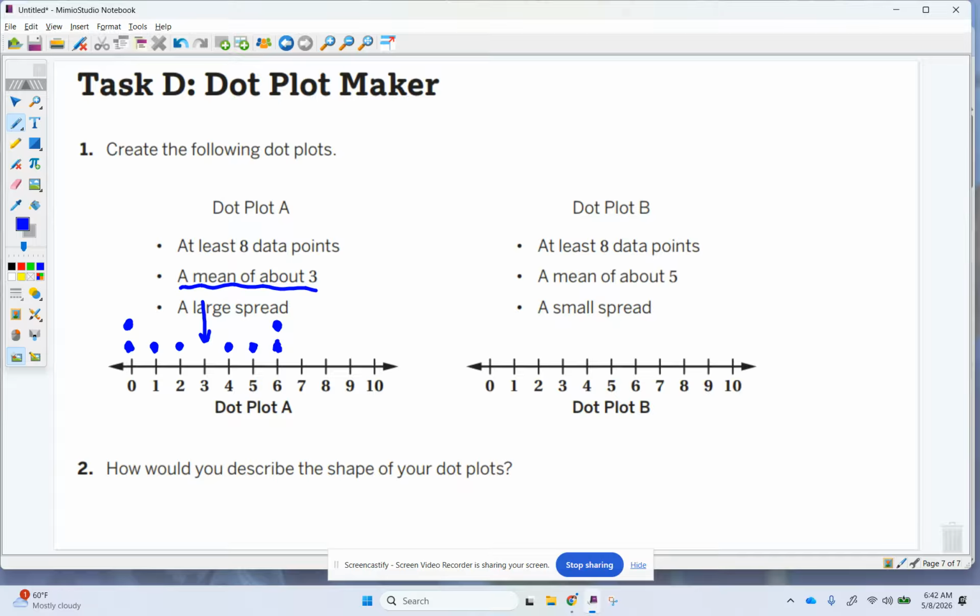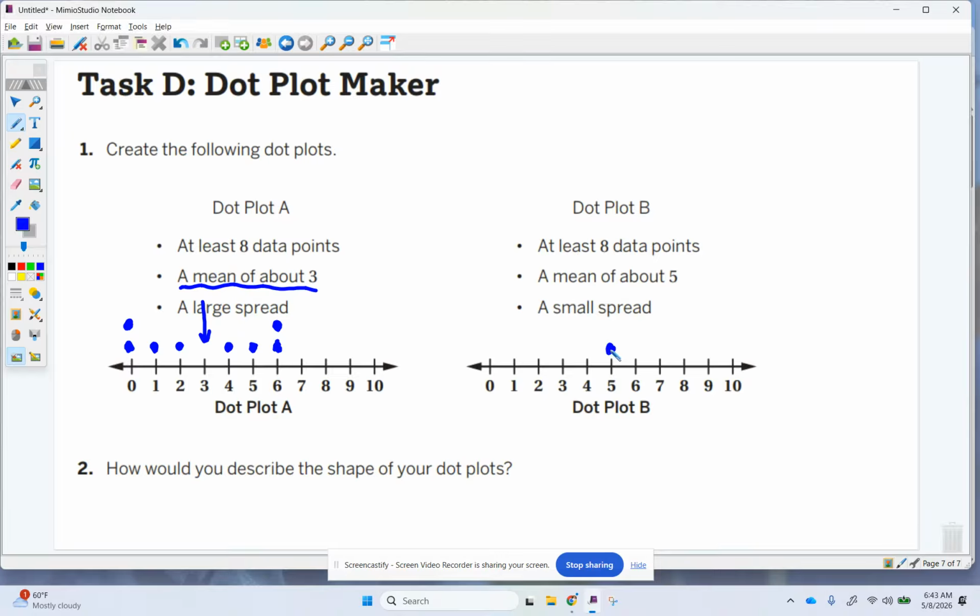If I want a small spread with 8 dots, technically you could put all 8 dots right above the 5, and that would be correct. But in the computer system, a lot of times they'll mark that one wrong. So let's show you a different solution. 8 data points, a mean of about 5, but a very small spread.